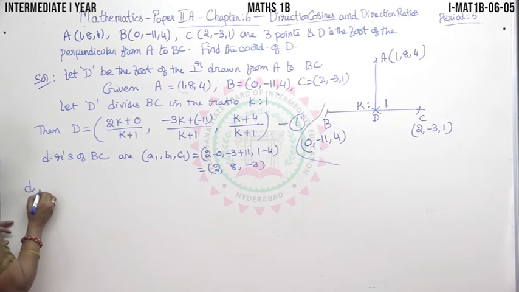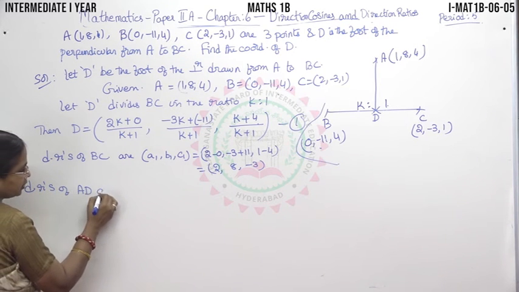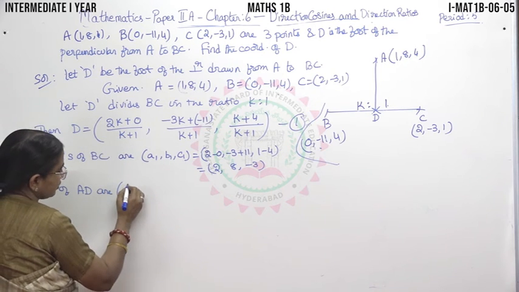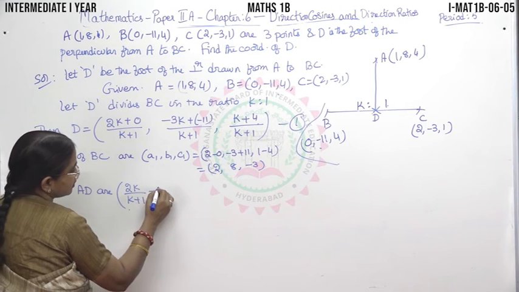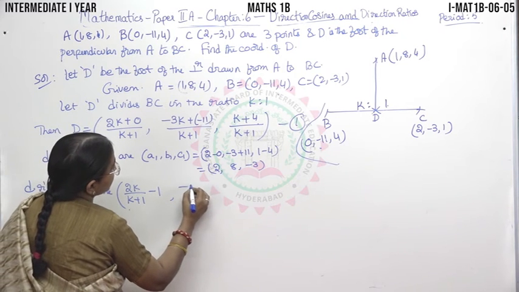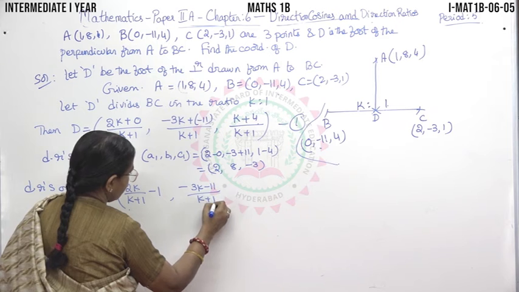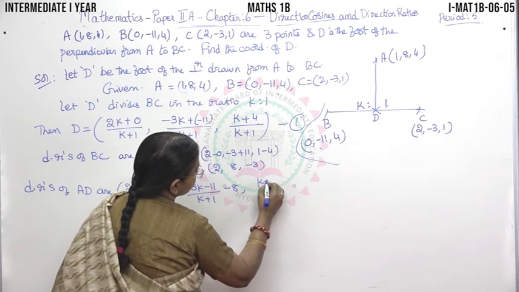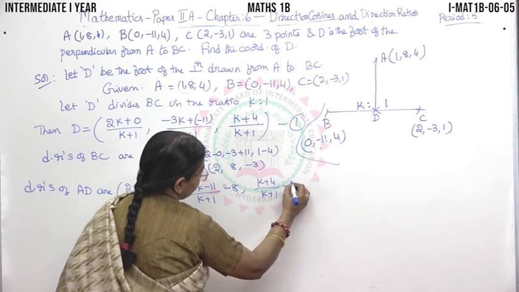Now we'll write the direction ratios of AD. The direction ratios of AD are, this is x2, x2 minus x1, meaning 2k/(k+1) minus 1, then minus 3k minus 11 by k plus 1, minus 8, then (k+4)/(k+1) minus z1, which is 4.